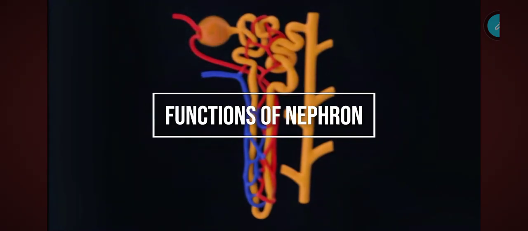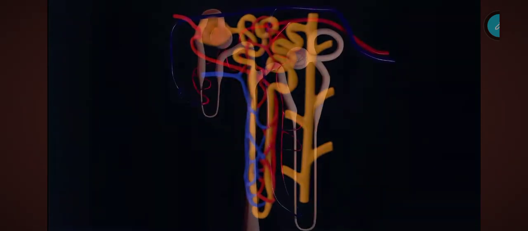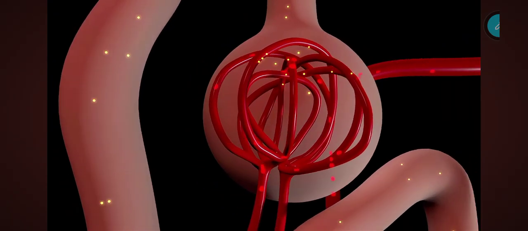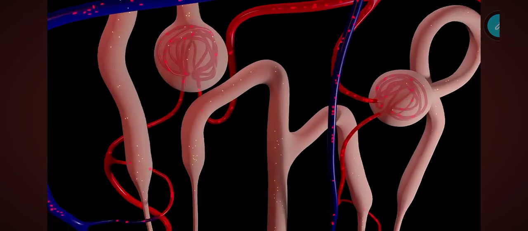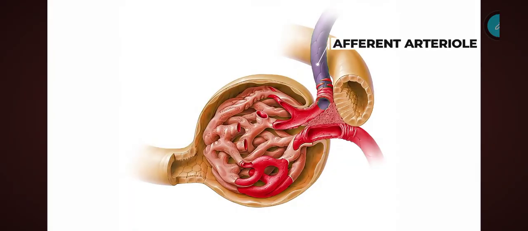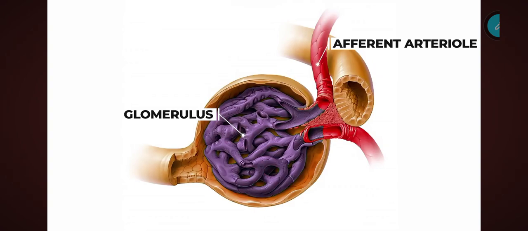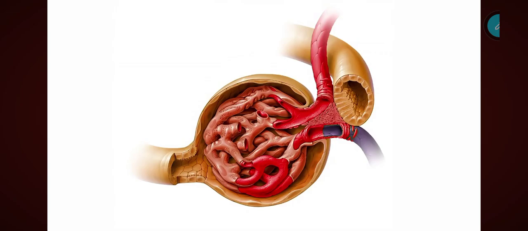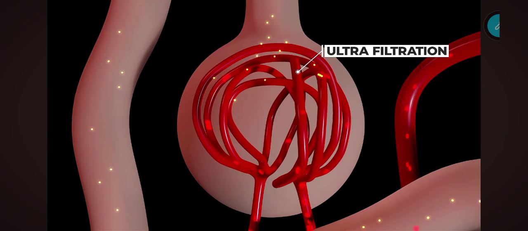Now that we understand the structure, let's understand the function of the nephron. As we know, the nephron's job is to filter blood and convert waste materials into urine. Let's see how nephrons perform this function. When blood enters the glomerulus through the afferent arteriole, the blood pressure in the glomerulus becomes very high. This happens because the efferent arteriole is narrower, causing the blood to have difficulty leaving at the same rate it entered, increasing the pressure. This increased pressure helps waste materials and some essential nutrients to move from the capillaries into the Bowman's capsule's lumen. This process is called ultrafiltration.